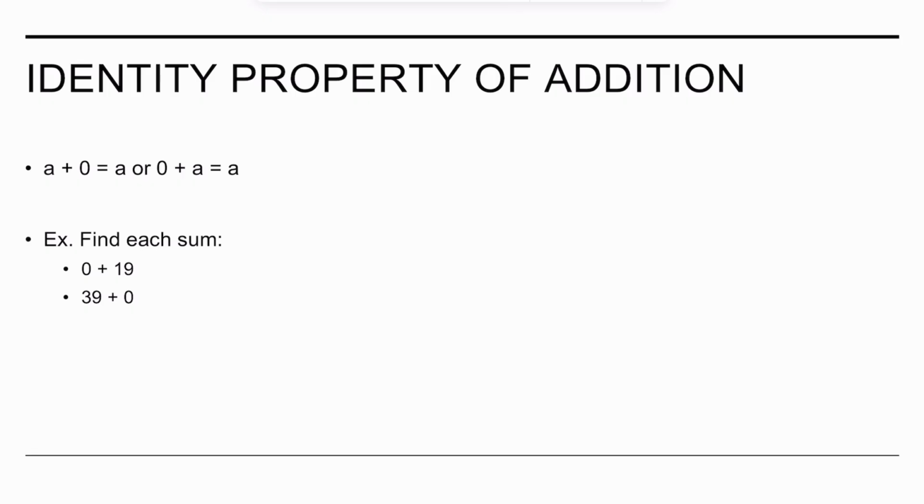Basically, if you've got two numbers, they're added together, one of them happens to be 0, then you'll just get back the other number. If there's multiple numbers, then you will still get a sum of those other numbers, but the 0 won't have any effect on the result of the sum. So as an example here, if we were to do 0 plus 19, that would just equal 19. And same thing here for 39 plus 0. We would just get back 39 as a result of the sum.